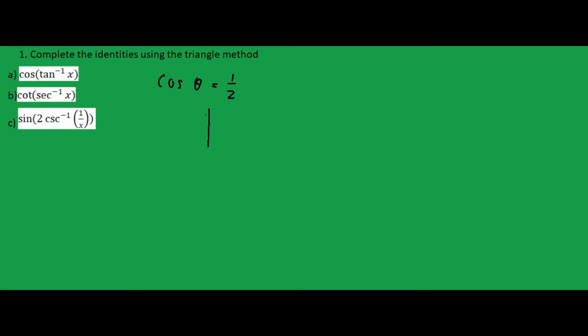So we make a triangle. This is the angle theta, and cosine is adjacent over hypotenuse. In order for us to find the unknown side, we use the Pythagoras theorem, which is a square plus b square is equal to c square. So this is c, this is a, this is b. We need to find the unknown side b.